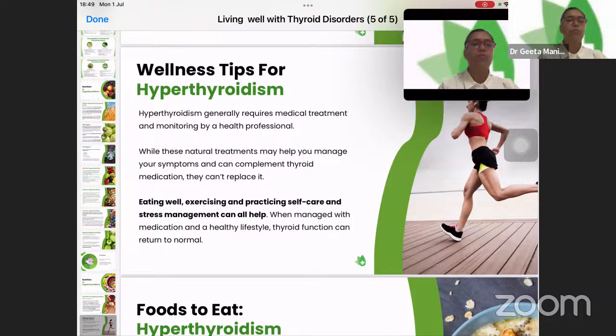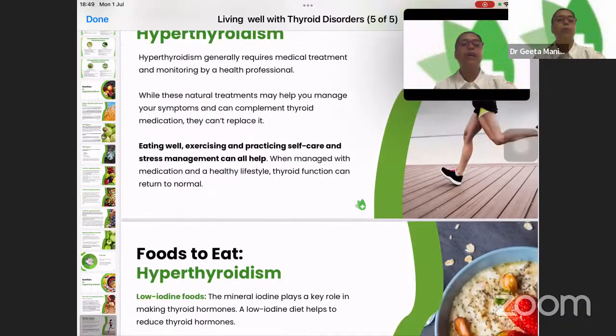You have to be under a health professional. You have to take medicines, may it be homeopathic, may it be Ayurvedic, may it be allopathic, but you have to take medicines for hypothyroidism. Eating well, exercising, and practicing self care and stress management all can help. When managed with medication and a healthy lifestyle, thyroid function can return to normal.